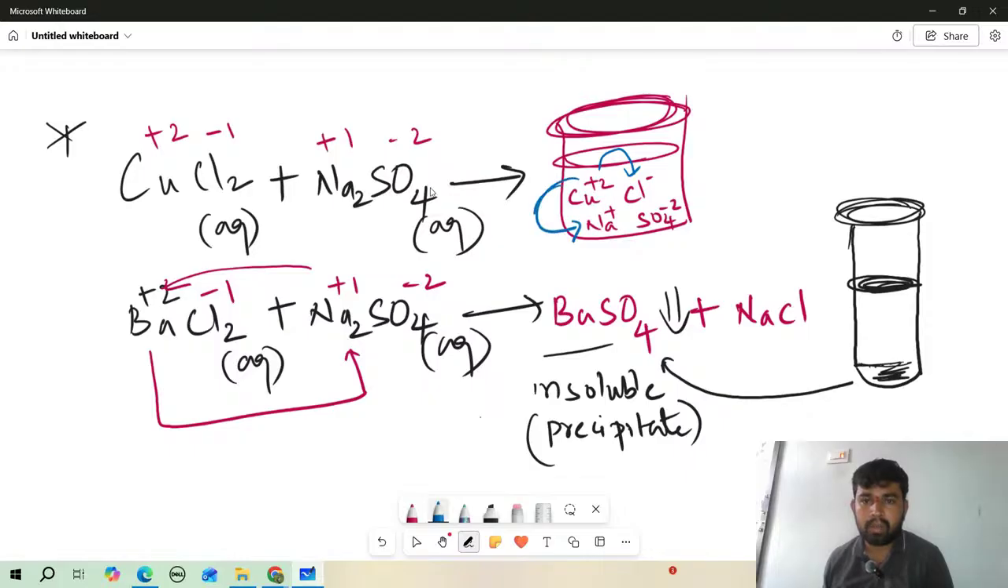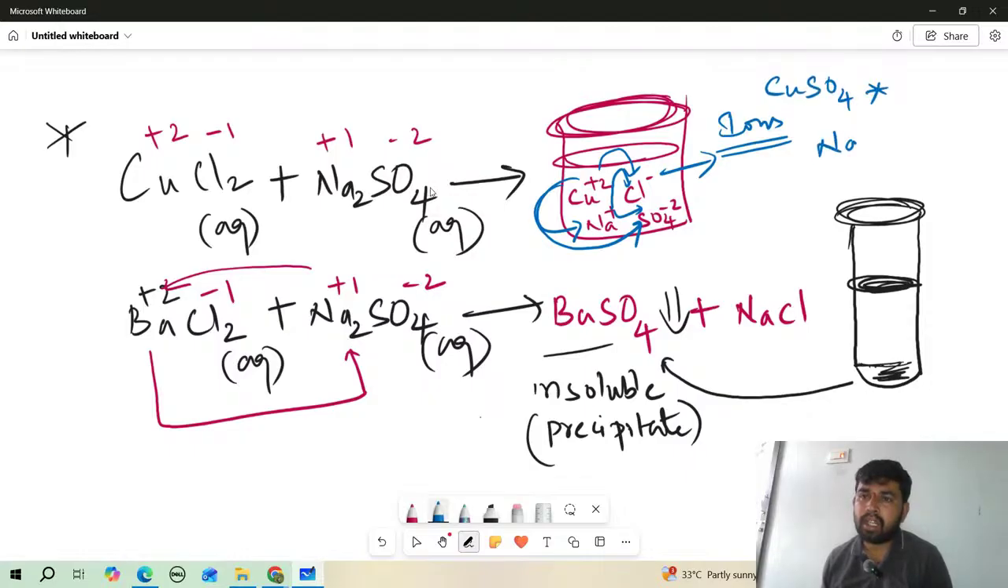Sodium can combine with Cl, or it can combine with sulfate. We don't know which one is going to combine with which one, because they are available as ions. They are not at all forming CuSO4, and they are not forming NaCl. How can we say? Because there is no proof at all. If I want to say it's a chemical change, there should be a change in color.